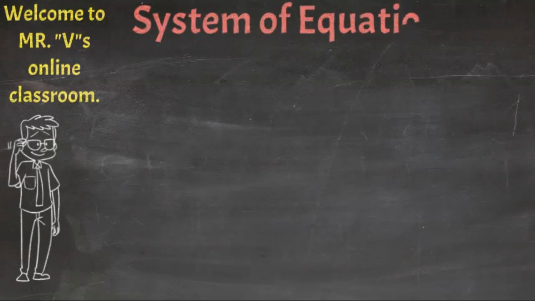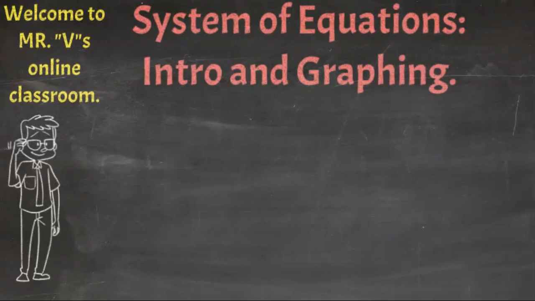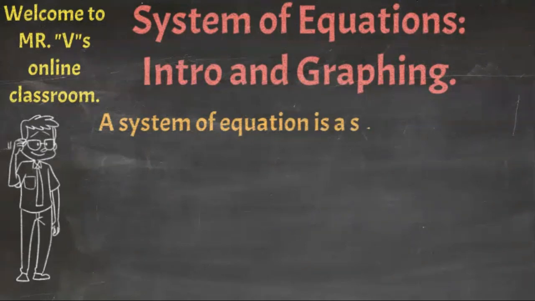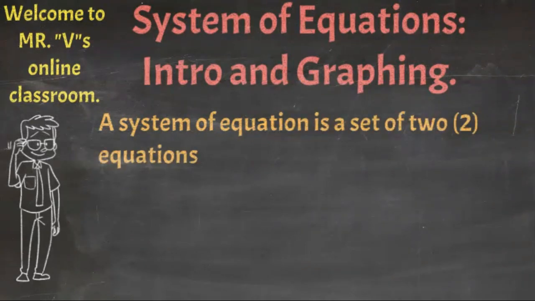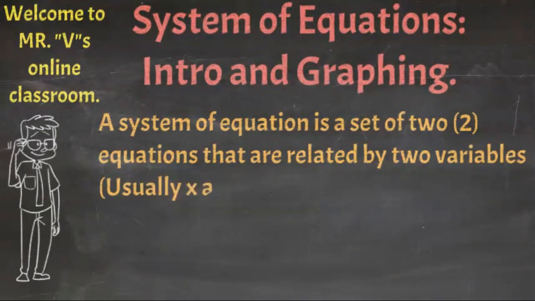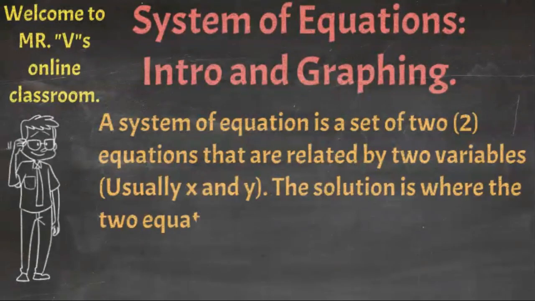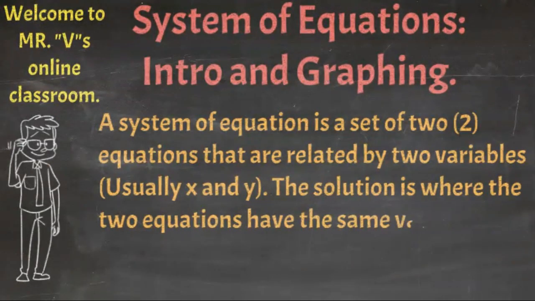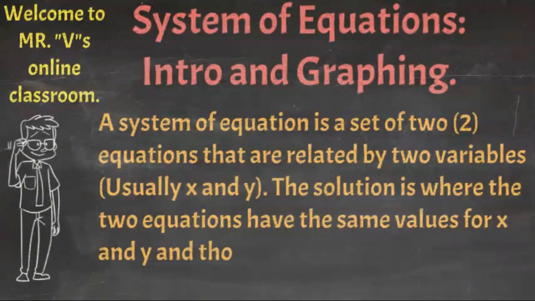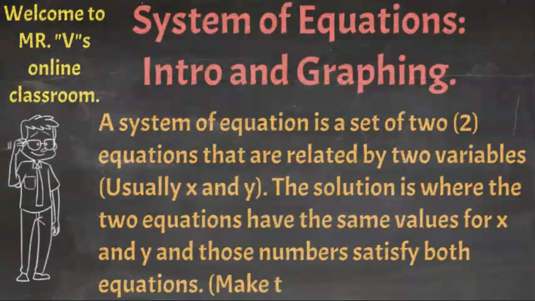Today we're going to be covering systems of equations, the intro to it, and the graphing part of it. A system of equations is a set of two equations that are related by two variables, usually x and y. The solution is where the two equations have the same values for x and y, and those numbers satisfy both equations. In other words, they make the equations true.